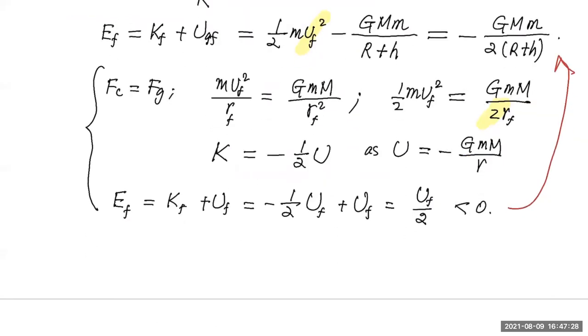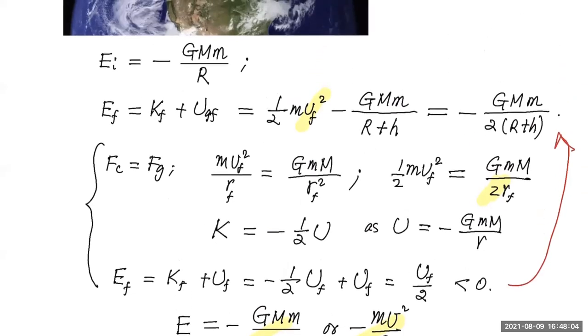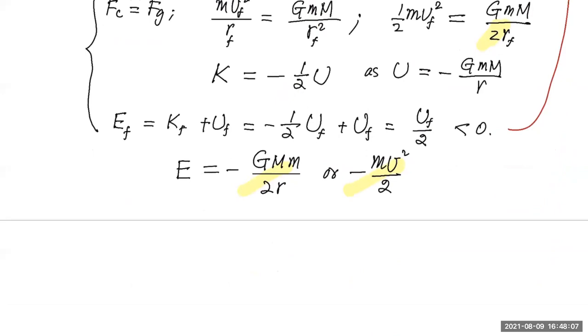Let me write down explicitly the total energy as a function of R. So E equals negative GMm over 2R, or negative mv squared over 2. You can write it that way as well. Okay, no matter how you look at it, it's negative. The total energy is negative. So you have the initial energy, you have the final energy. All you have to do is find the difference between the two.